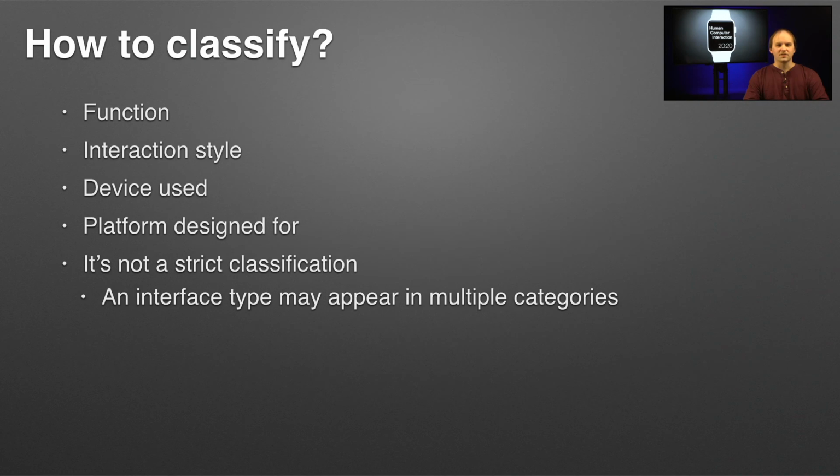So first of all, the question you might ask is, how would you classify interface types? You could do it in a lot of different ways. You could think about the function of the interface, the style of interaction, the device that's used, maybe even the platform that it's on. We're going to break it down, a lot of it with function and interaction style, but there's definitely overlap. So you can have a single type of interface that could be classified into multiple categories, and we'll see that today.